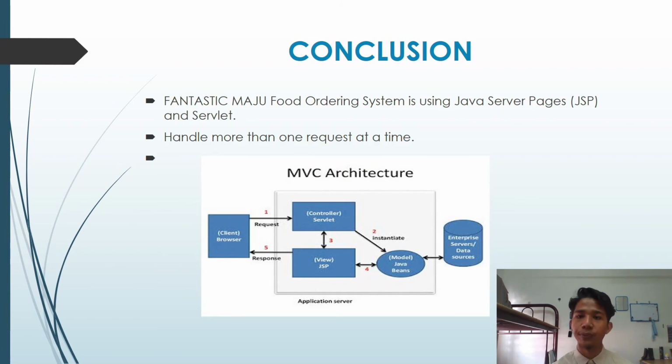Our fantastic Maju food ordering system is using Java Server Pages, JSP, and servlet. It can handle more than one request at a time because we can have more than one customer at a time. So the architecture looks like this. The client will fill in the form and then the request will be sent to the servlet. From the servlet, it will send the Java bean to the database to be stored, and as well it will be sent to JSP to be viewed by the client, so that the client can also view their receipt at the same time.